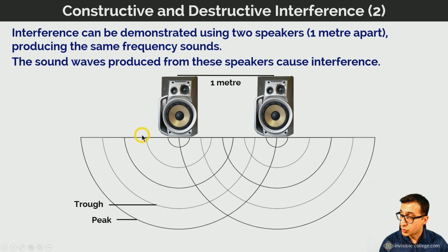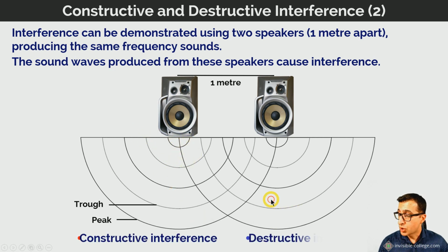So these concentric circles around each speaker represent the peaks and the troughs, as shown here. The peaks are these solid lines, the troughs are these dotted lines. Now again, because we're dealing with a longitudinal wave, the peaks are the compressions, the troughs are the rarefactions. So constructive interference is represented by these little red dots here, where the peaks meet the peaks, or the troughs meet the troughs, and the destructive interference is represented by these blue dots, where you have a peak meeting a trough, or a trough meeting a peak. So at these positions, the measurable amplitude or volume of the sound will be lower than at these positions.